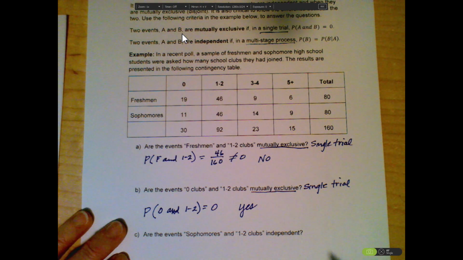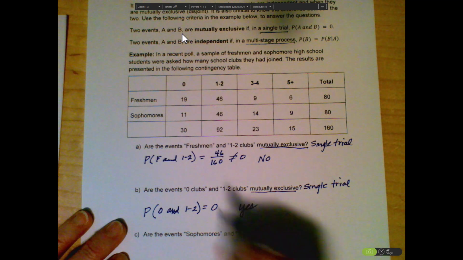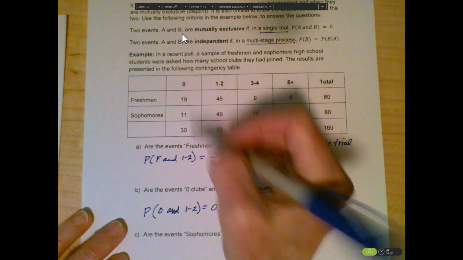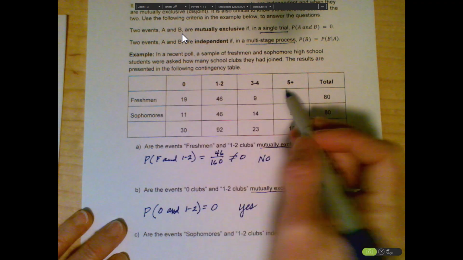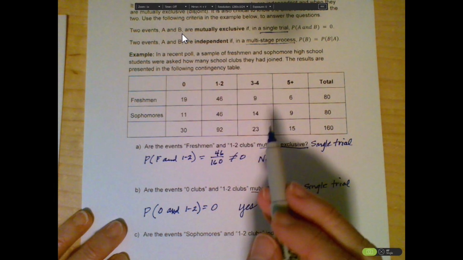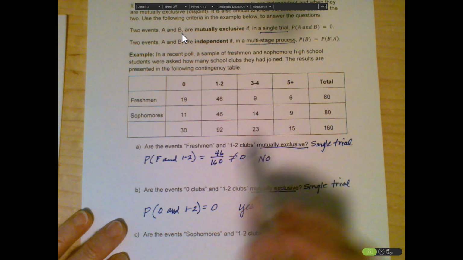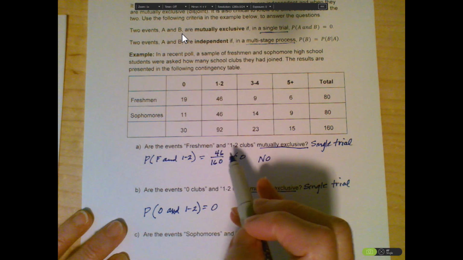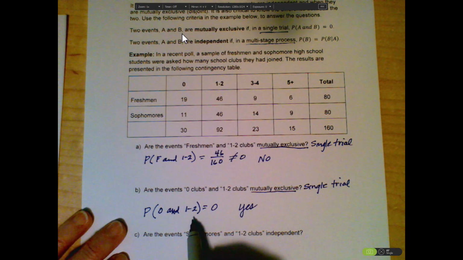They are disjoint. And another clue, like I showed you way back, was in a contingency table, if there's overlap, they are not mutually exclusive. They are not disjoint. They overlap. But here, they can happen at the same time, right? But here, they cannot happen at the same time.